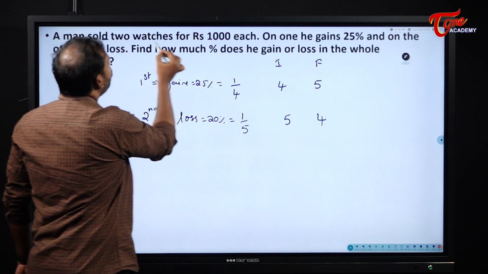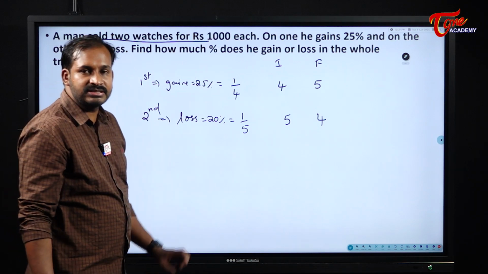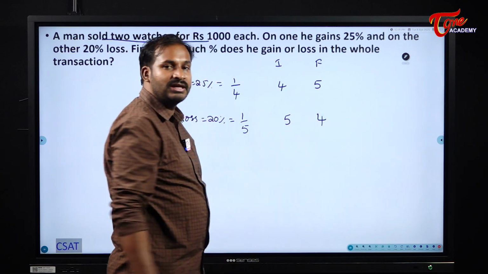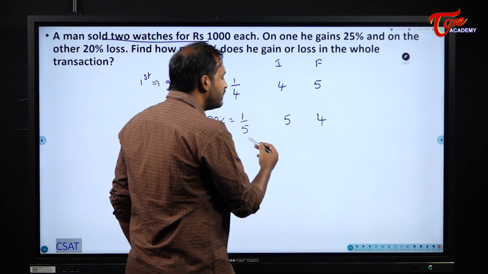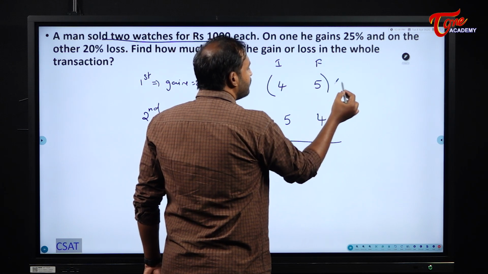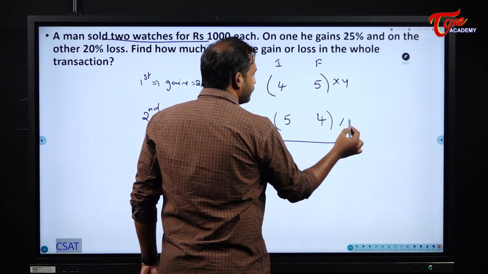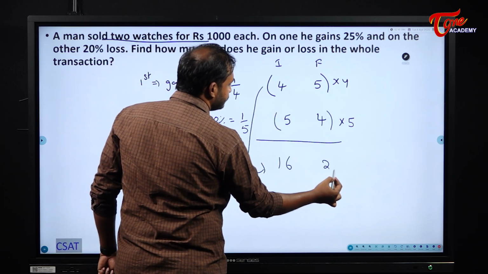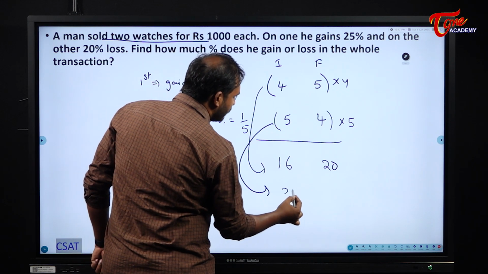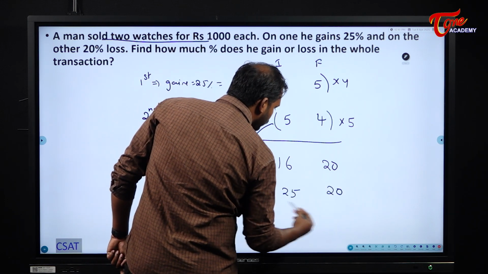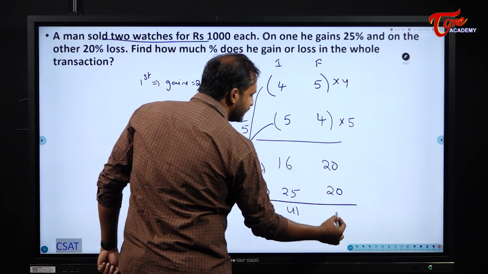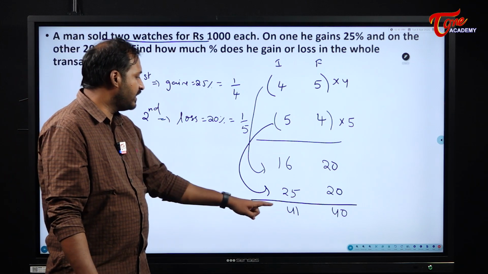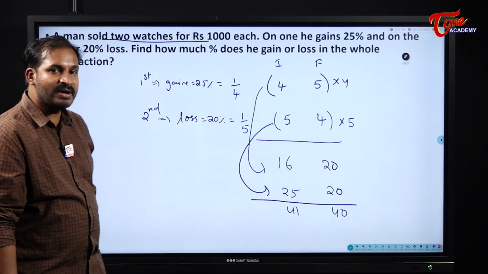Now, please be careful, students. A man sold 2 watches for rupees 1000 each. That means the selling price of both the watches should be equal. But see here, are they equal here? Final values are equal, so first of all, equalize the final values. How? You will multiply this with 4 and this with 5. So, when you multiply, this value will become 16 and 20, and this value becomes 25 and 20. Now, overall he spent how much? 41, and in return he got 40. Now, tell me, profit or loss? Definitely loss.